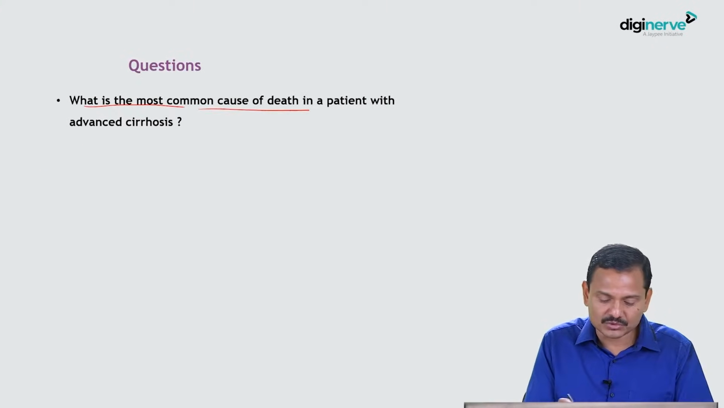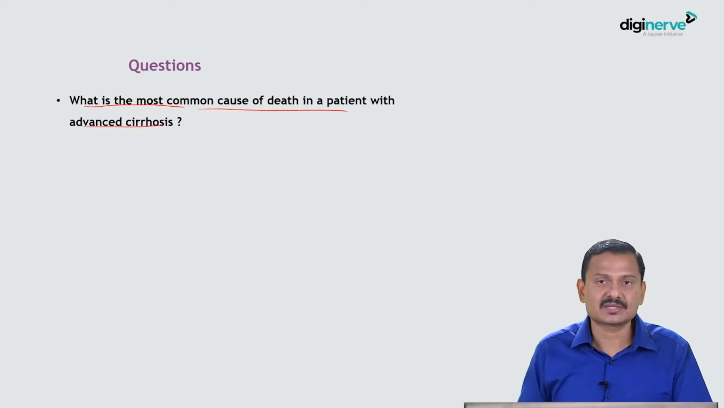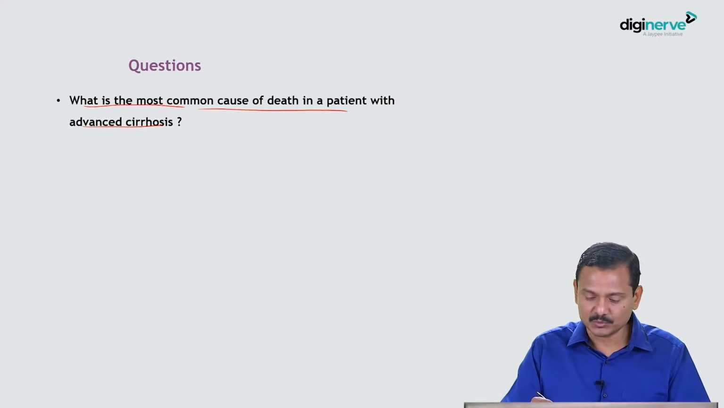So let's go to the next question: what is the most common cause of death in advanced cirrhosis? So you have to answer this. The most common cause of death is because of varices, and that is because of esophageal bleed.